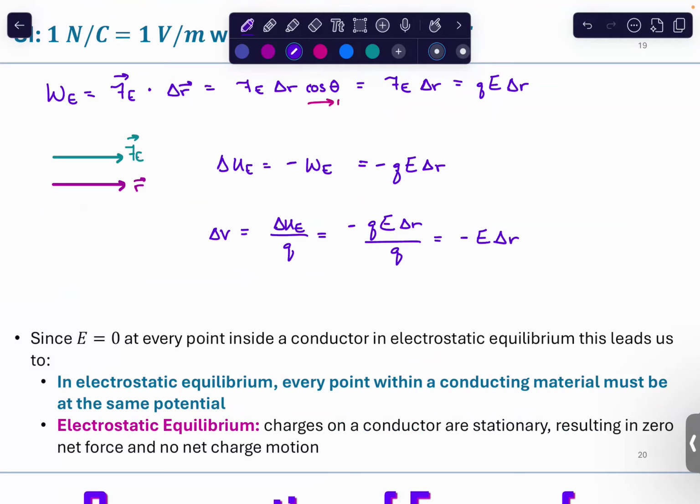We have a couple of definitions here. We're going to make sure you understand what electrostatic equilibrium is, and that the potential everywhere inside of a conducting material is the same. E equals 0 inside of a conducting material.